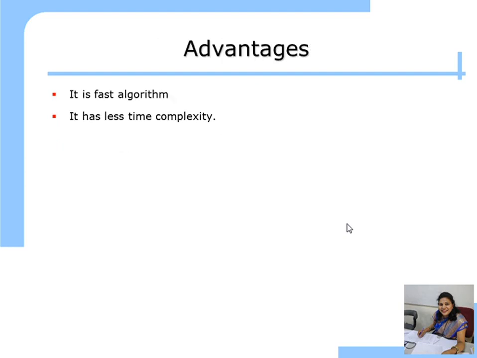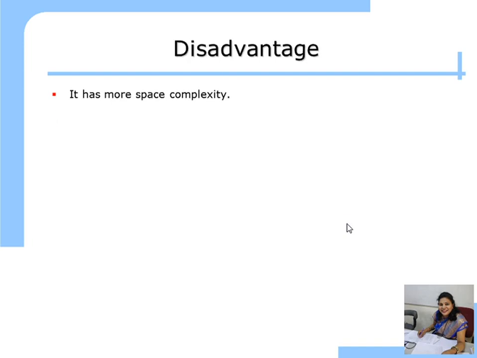The advantage is that it is a faster algorithm than bubble, selection and insertion sort, and it has less time complexity. The disadvantage is only one, that it requires more space. It has more space complexity because it has to maintain the buckets. For numeric data, it has to maintain 10 buckets, 0 to 9, and for alphabet character data, it has to maintain 26 buckets, A to Z.